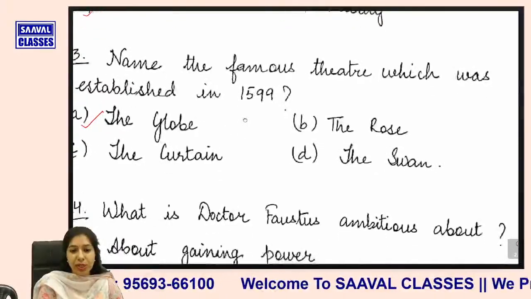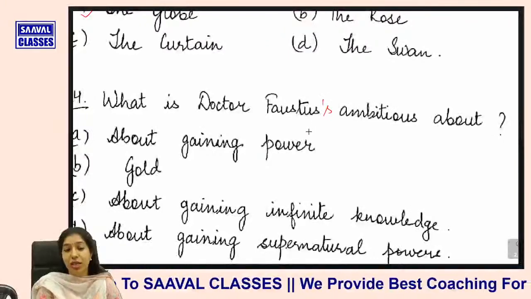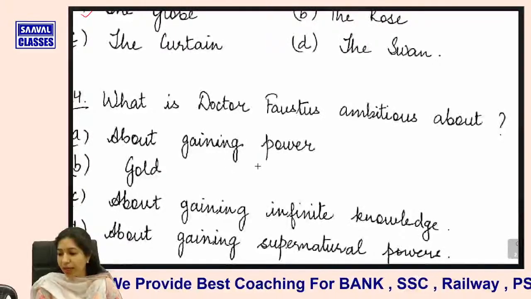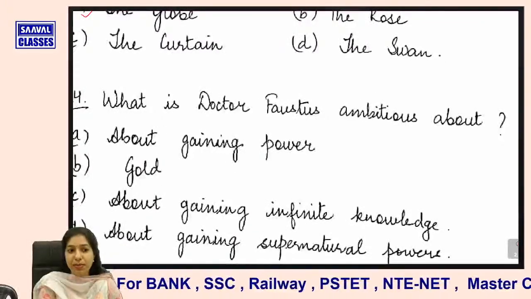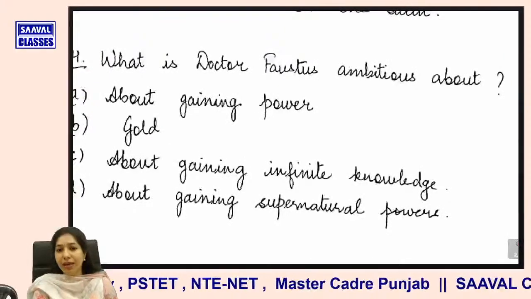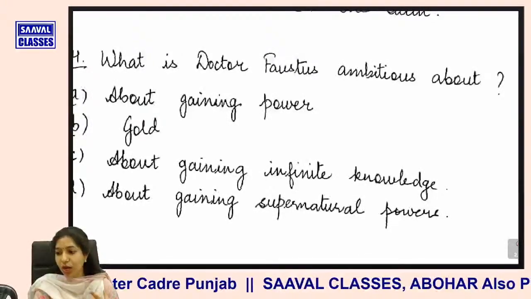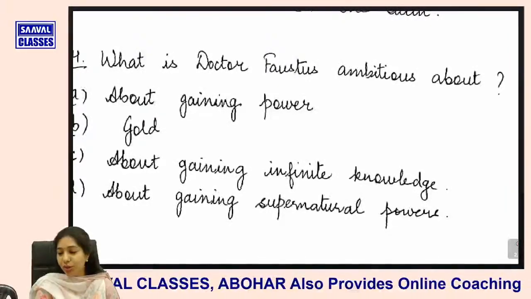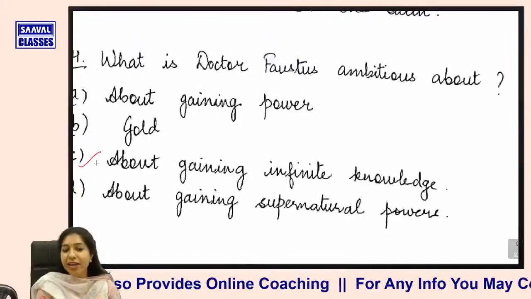Then the next question, number 24, is what is Dr. Faustus's ambition? What is Dr. Faustus ambitious about? Is he ambitious about gaining power, gold, about gaining infinite knowledge, or about gaining supernatural powers? Christopher Marlowe ke har play mein hum uske character ko dekh rahe hain that the character wants to acquire more and more of something, ek particular cheez, hai na? To yahan pe Dr. Faustus kya cheez paana chahta hai? He wants to gain infinite knowledge.